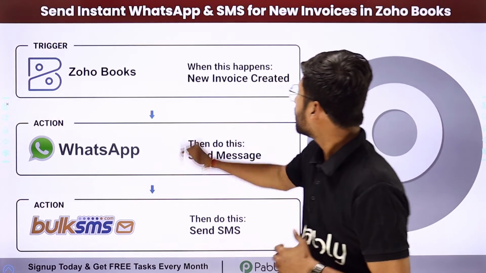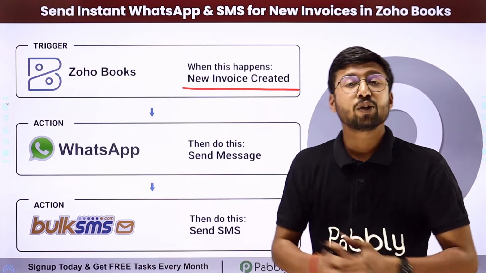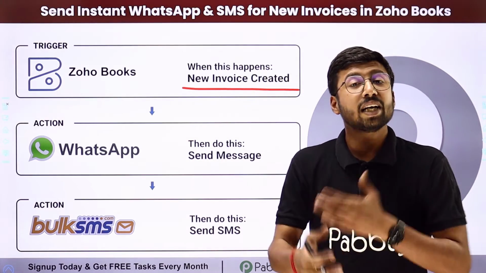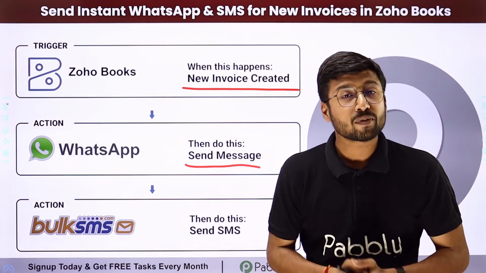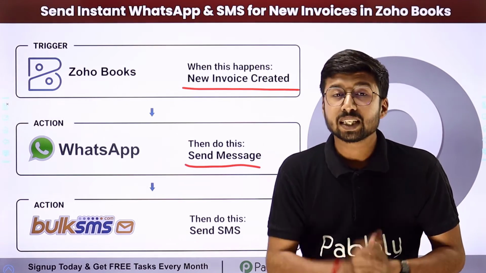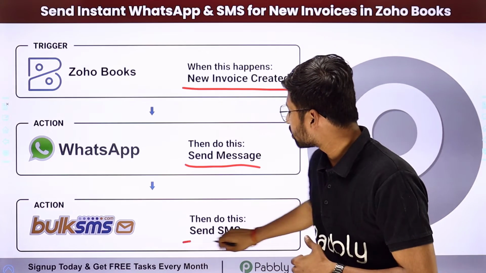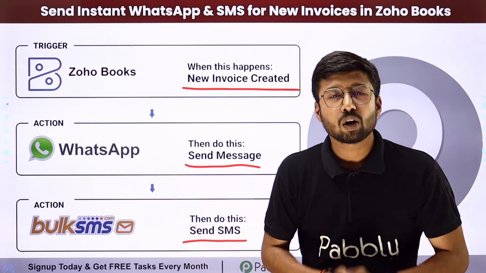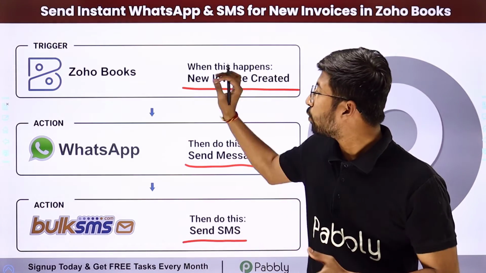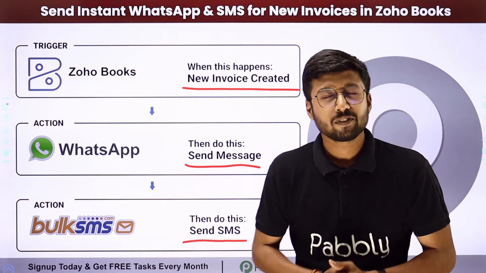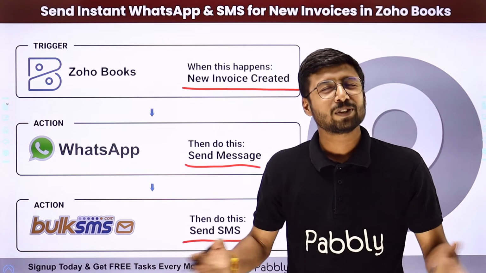So in this automation, whenever a new invoice will be created in your Zoho Books account, automatically a WhatsApp message will be sent with the invoice to the same customer for whom you have created the invoice. And also you can send an SMS notification to the same customer using bulksms.com or any other SMS service of your choice. Now, if you want to learn how you can set up this automation all by yourself, for that you just have to come with me to my screen.